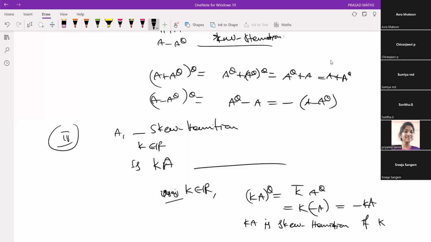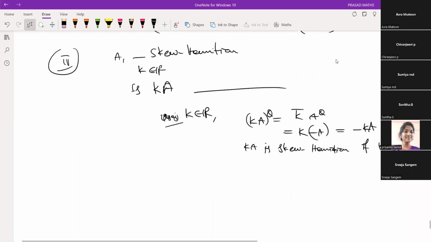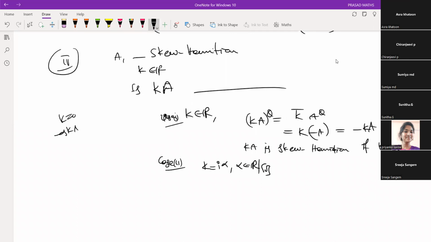If K is real. Next, second case. Take K is purely imaginary, K equals i alpha, where alpha is a non-zero number, in particular excluding 0. If you take K equals 0, it can be treated as skew Hermitian. If you take K equals 0, what is K into A? The 0 matrix. The 0 matrix is nothing but skew Hermitian. So remove 0.